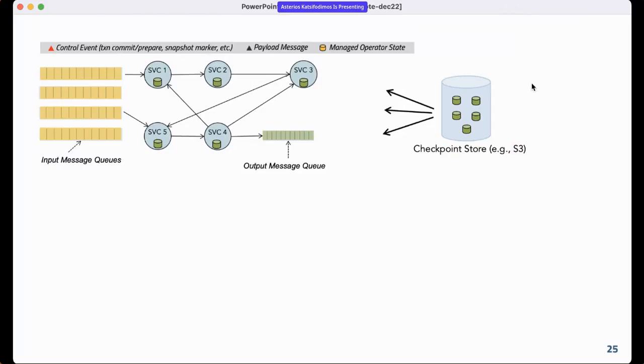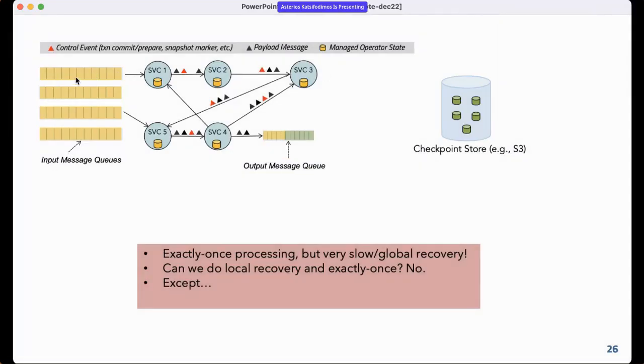And then we are going to take the state from our checkpoint store. In this case, it could be Amazon S3 or HDFS. We are going to return the state to the operators. And then we are going to replay some part of the queues in order to get basically the computation back to where it was before the failure happened. And this is what we have to pay to achieve what we call exactly once processing.